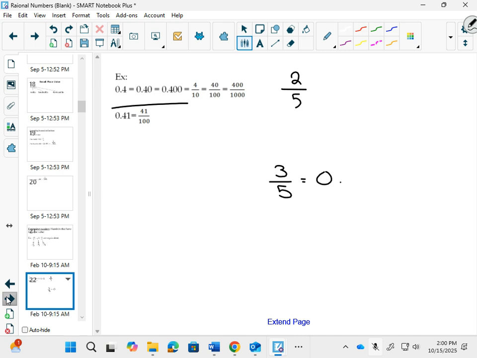0.6. Did anybody change this to 6/10 and then go, oh, that's super easy? So sometimes if you can change something over 10, that can make your life easier. Make sense? 0.41 would be 41/100, because we've done this already before. Okay.